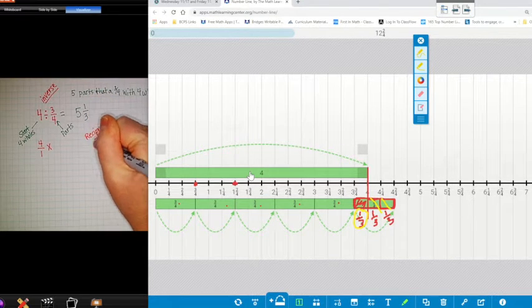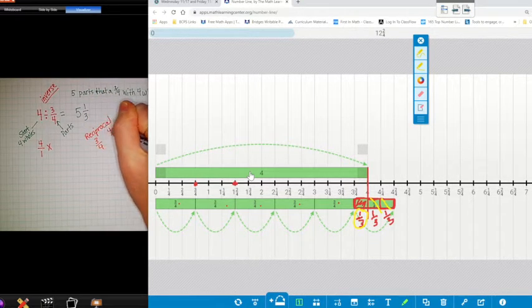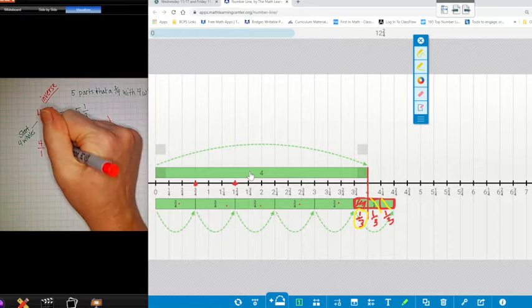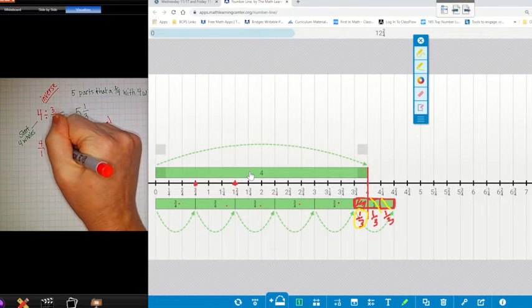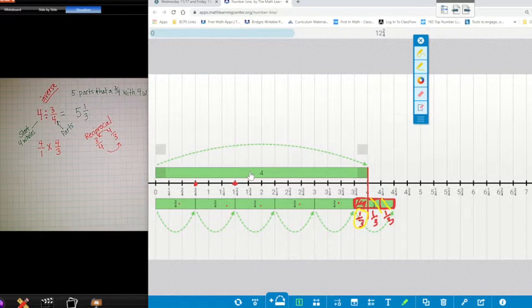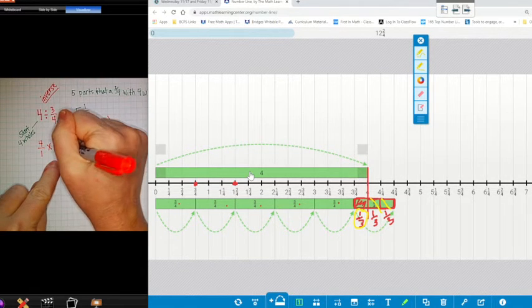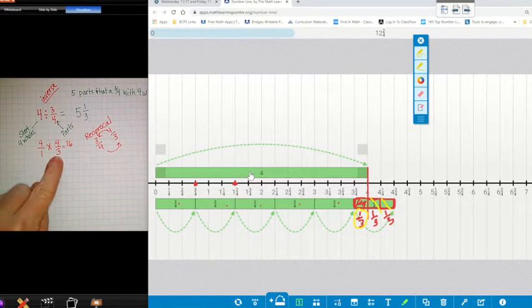So the reciprocal of 3/4 is 4/3. It's just like a flip it over, okay? All right, so let's see if this works. So I'm going to use 4/3. All right, let's test the strategy. 4 times 4 is 16. 1 times 3 is 3.